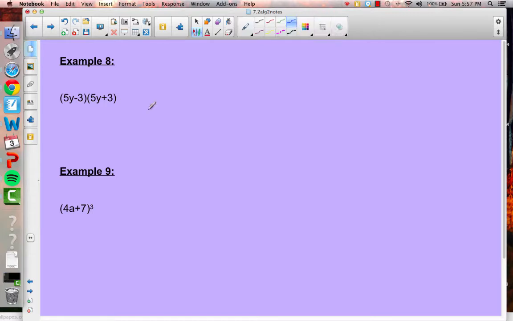Well, the rule says that if they're the same but different signs, then I'd have a squared minus b squared for my final answer. So what is the a in this case? Well, the a is my 5y and the b is my 3. So I would have for this final problem 5y squared and then minus b squared. Well, now I can just simplify that. 5y squared gets us 25y squared because I have to square both the 5 and the y. And then lastly, 3 squared is 9. So there's our final answer.